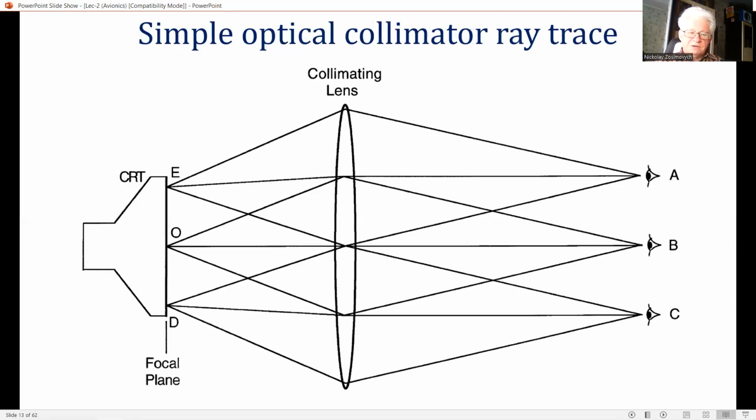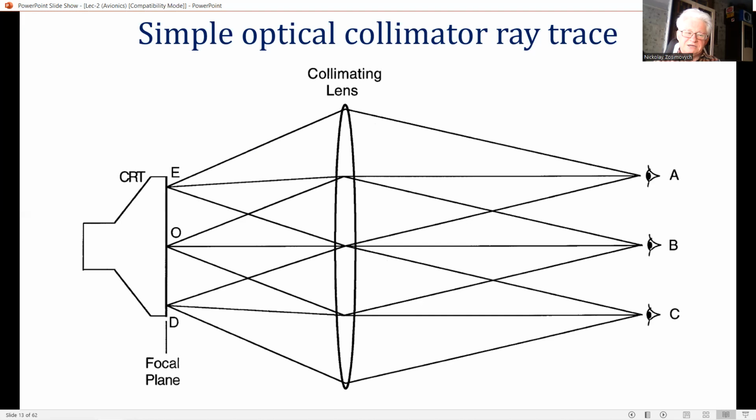The refractive HUD optical system is, in fact, basically similar to the simple optical collimation system shown in this figure. The rays are traced for the observer to see points D, O, and E on the display, with eye positions at points A, B, and C. It can be seen that the angles of gaze to see points D, O, and E are the same from points A, B, or C. Do you agree? Please check it out.